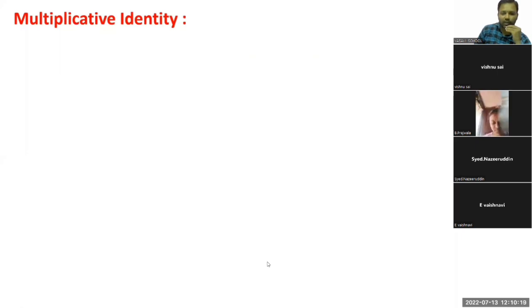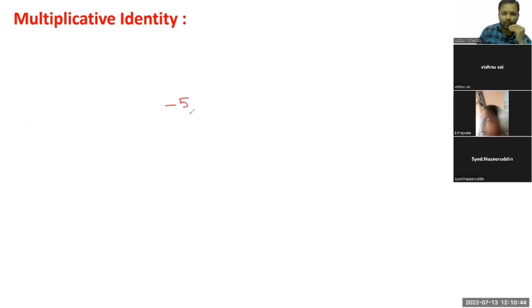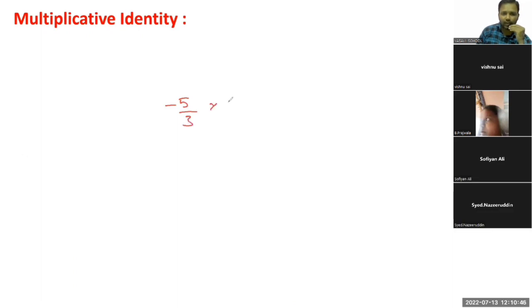Multiplicative identity. Just now we have discussed it, right? So while multiplying with 1, the same value remains. So if you get the same value remaining, then that particular value is called what? Multiplicative identity. So what is the multiplicative identity of minus 5 by 3? It is 1 itself. We get the same value remaining while multiplying with 1 only. So 1 is called multiplicative identity.